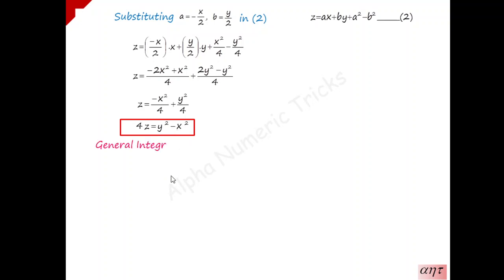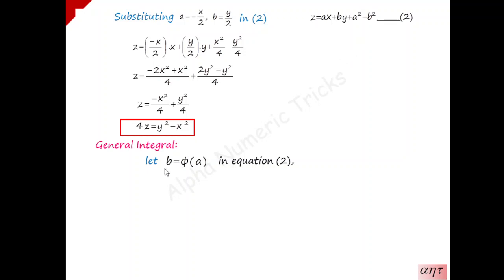Now you have to find out the general integral. How will you get the general integral? That is, what is your working rule? First you have to reduce the two arbitrary constants in the complete integral to a single arbitrary constant, with the help of one constant being written as a function of another. That is, using the substitution b is equal to phi of a in this complete integral 2.